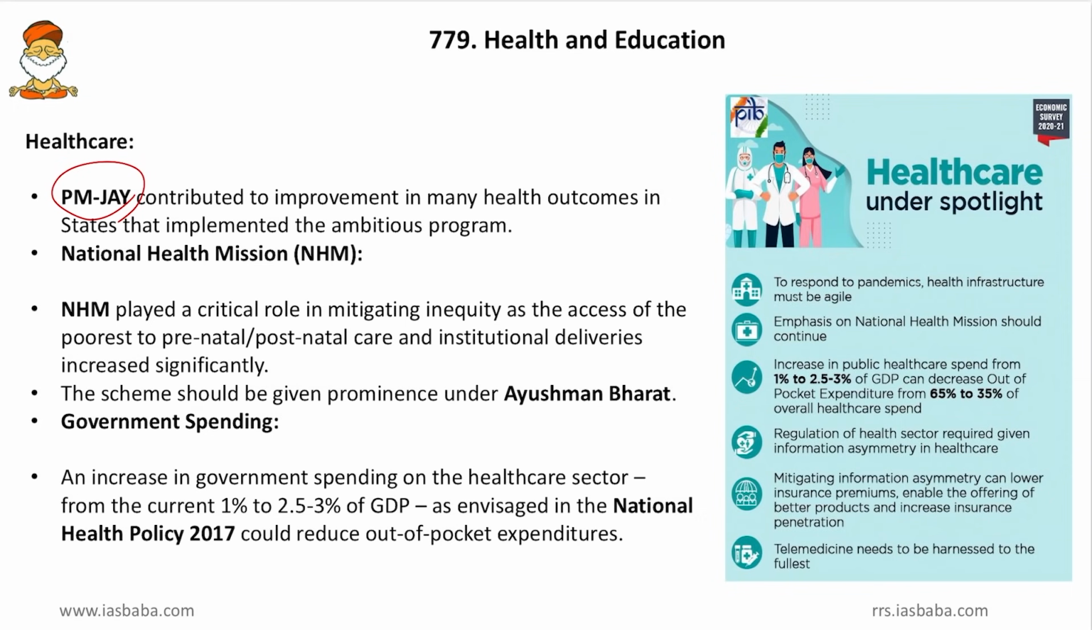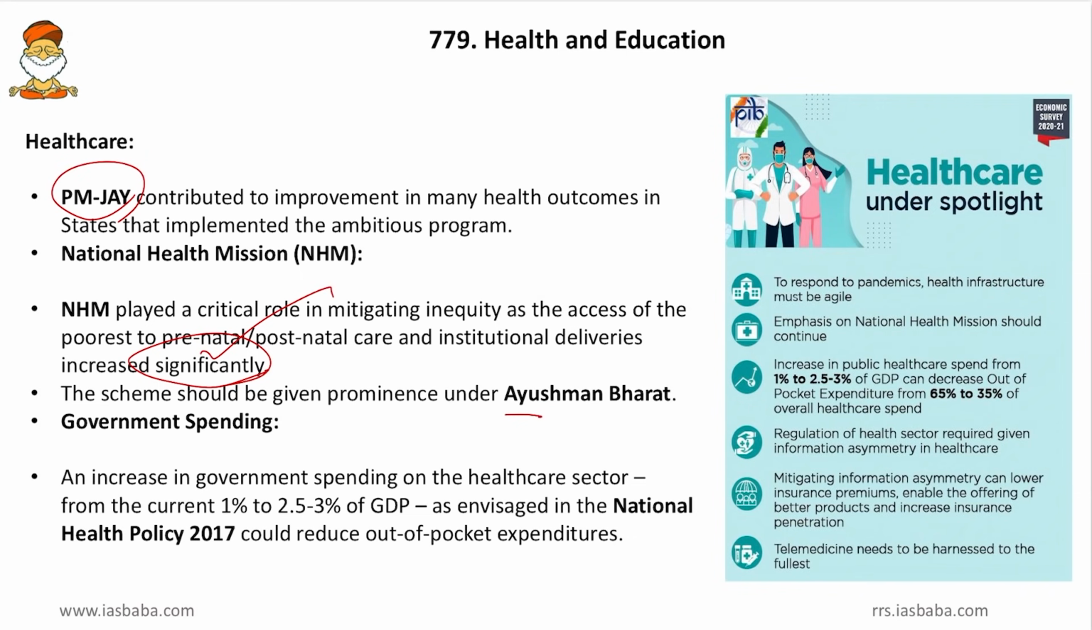So friends, this word "significantly" is something we have to remember. Due to the National Health Mission, the prenatal and postnatal care and the institutional deliveries increased to a large extent. Then the scheme should be given prominence under Ayushman Bharat. So this was the suggestion given by the Economic Survey. So we have to club the National Health Mission and Ayushman Bharat.